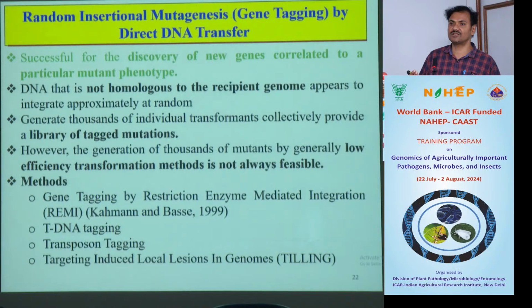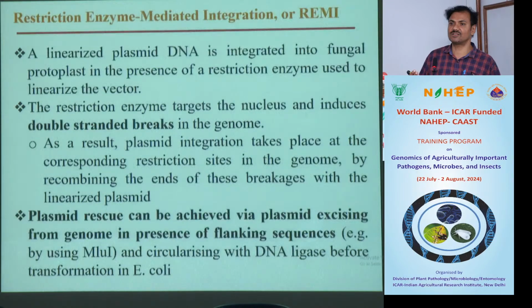All these methods are followed in the case of plants, except REMI. REMI is done exclusively for fungi, whereas the other methods are very common random mutagenesis techniques: DNA tagging, transposon tagging, and TILLING. And TILLING is very common among breeders, you know.